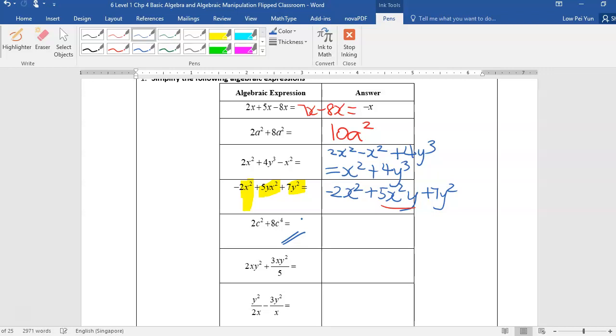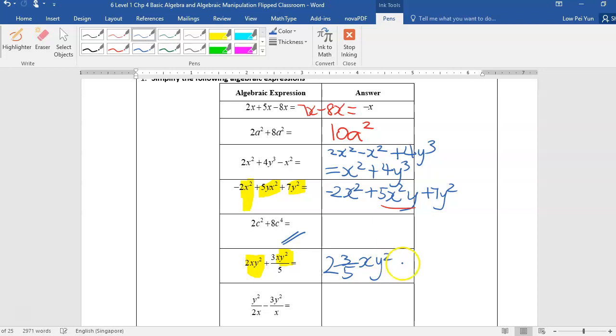Next one. Let me take a look at the variable. I see xy squared. And this is xy squared. So it's basically 2xy squared plus 3/5 xy squared. So I'm thinking in my head, 2 plus 3/5 gives me 2 and 3/5, not forgetting xy squared.